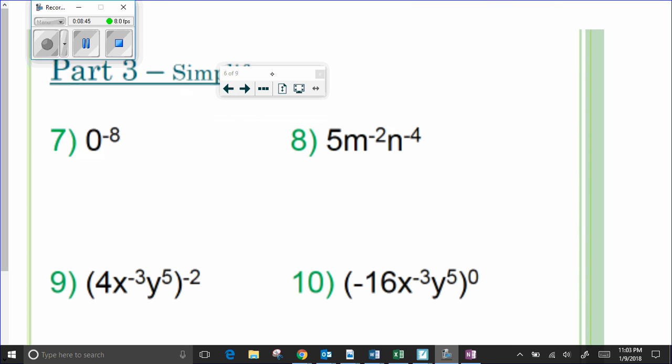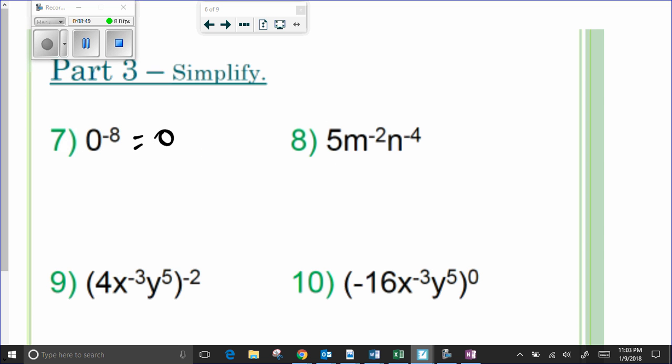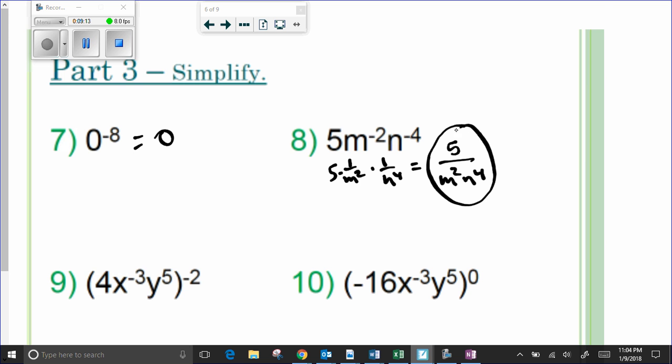Next slide. 0 to the negative eighth power. Everybody knows that's 0. 5m to the negative second power, n to the negative fourth. Well, I'm just going to rewrite this as 5 and 1 over m squared times 1 over m to the fourth. Once I work all this way through, it says 5 over m squared fourth. Simple.